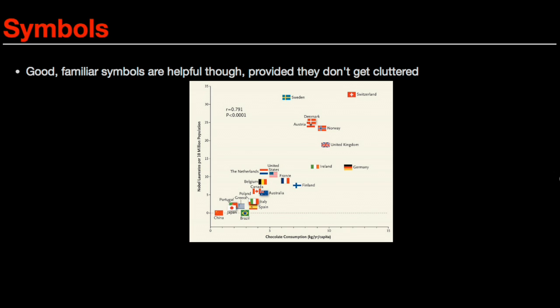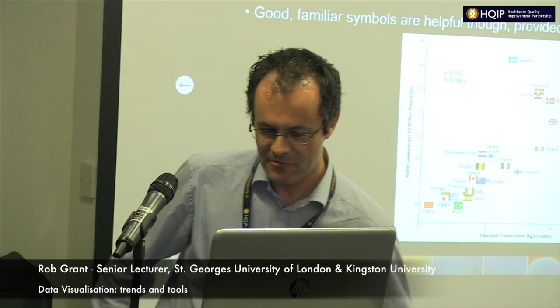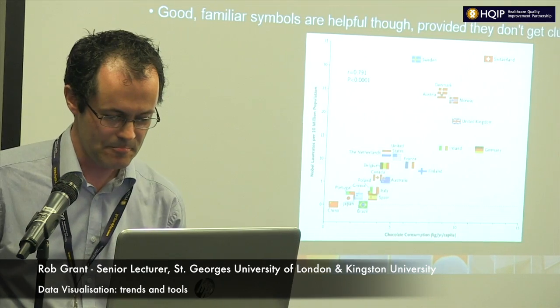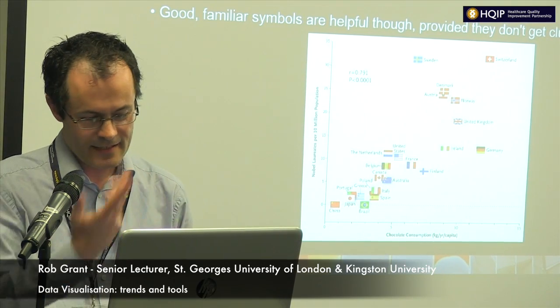You know, we've got flags here. So this is the amount of chocolate consumed in different countries, and then the number of Nobel Prizes they've won. It's a powerful correlation. That's why you're all here just after Easter. So that helps. That's fine.